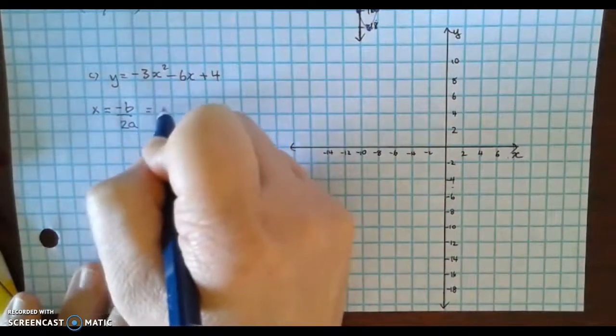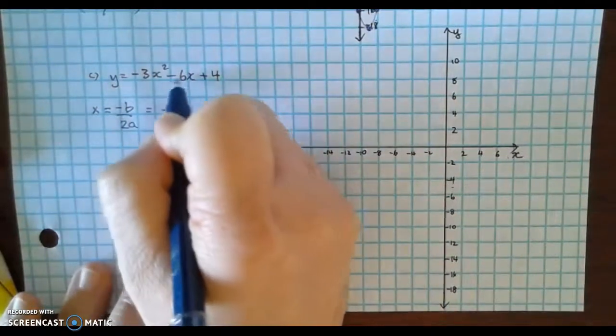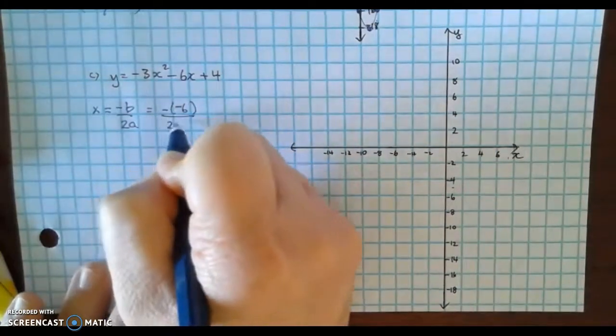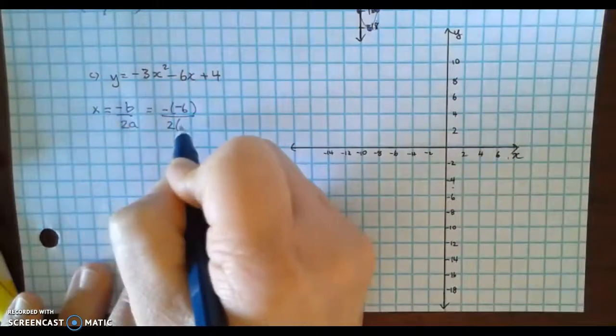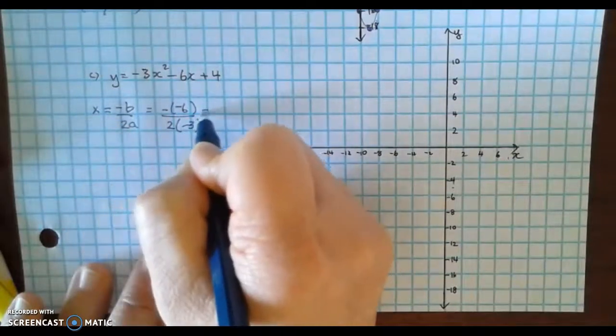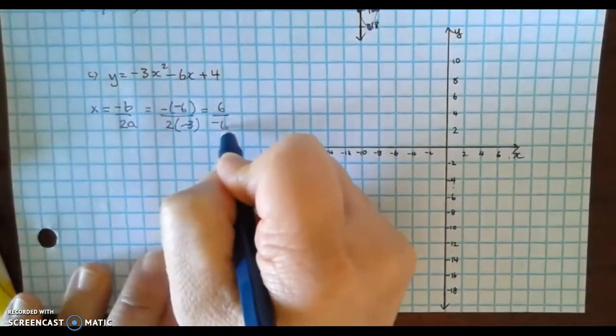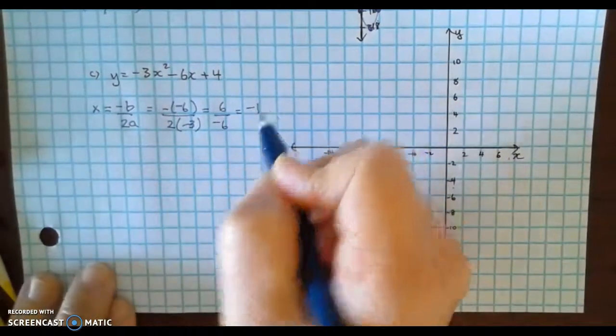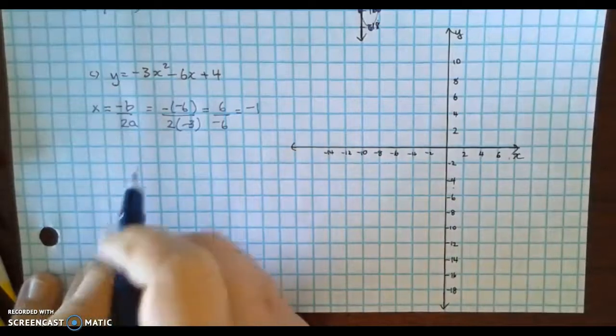So that's going to be negative b, the negative of b, is negative 6. So I am using parentheses so that I don't lose any of my negatives. A is negative 3. So that's going to be 6 divided by negative 6. So that's going to be negative 1. So my x value of the vertex is negative 1.